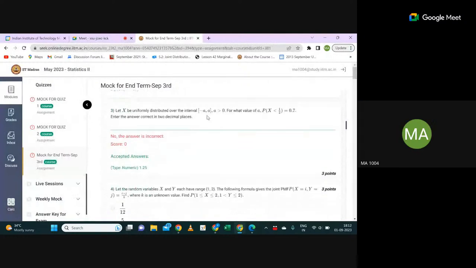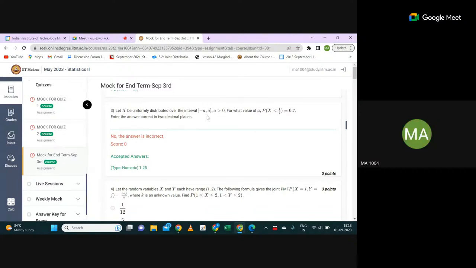The next question: our random variable is uniformly distributed over the interval minus a to a. Is it continuous or discrete? Continuous, right? We have to find the value of a for which the probability of x less than half is 0.7. What should be our approach? We can directly use the CDF.